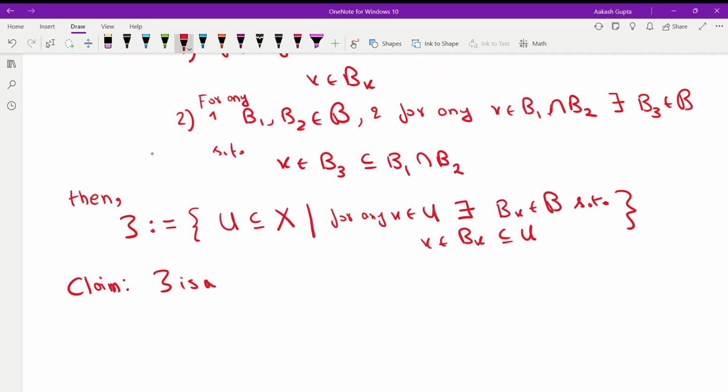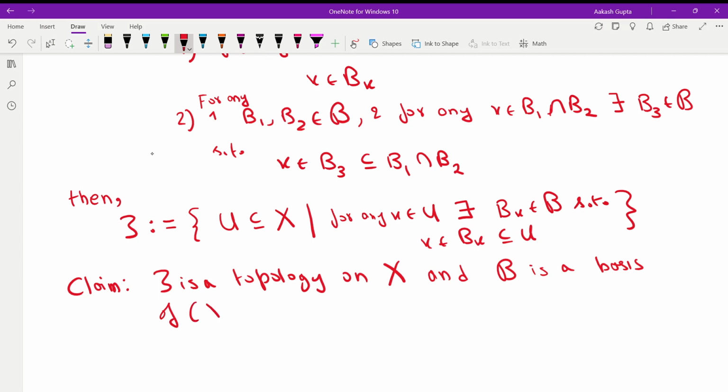Tau is a topology on X. Okay guys, tau is a topology on X, and script B is a basis of X along with tau of this topological space. I hope the statement is clear.